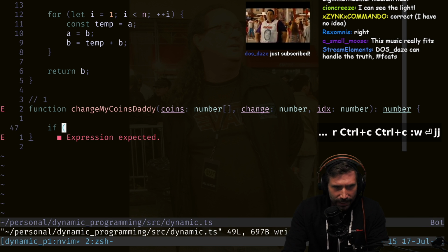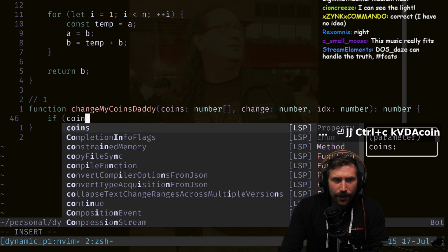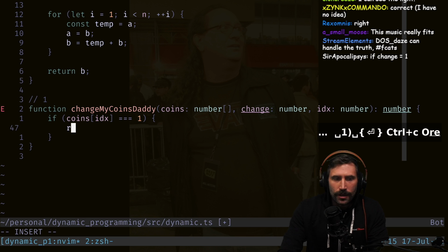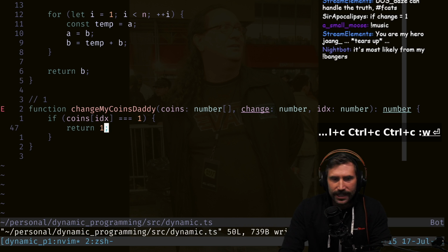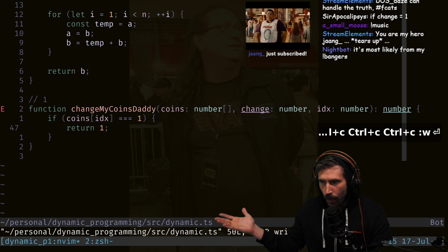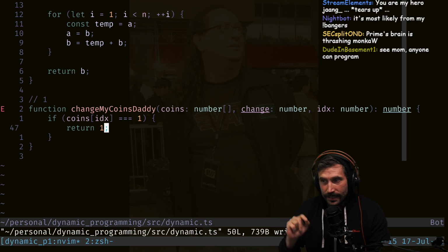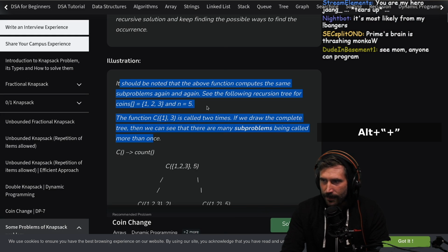I don't know yet. If coins index equals 1, we return 1. There's only one way to make change when you have a 1. It's just all 1s. That's all there is to it. Okay. Easy peasy. See, Mom, anyone can program.